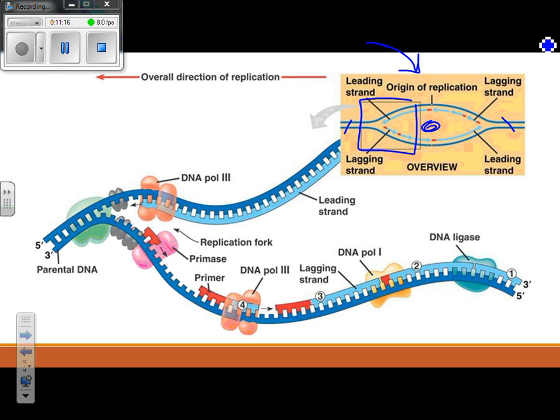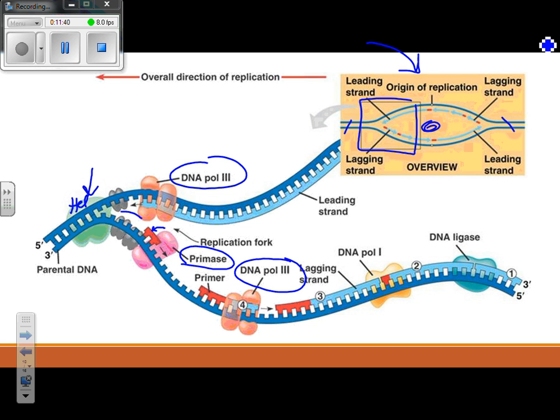So here we have our helicase right here, okay? Here we have our primase. It's adding on this RNA primer to kind of get the process started. And then we have our DNA polymerase. We have it here, we have it here. Okay, and this is the main DNA polymerase we'll talk about.